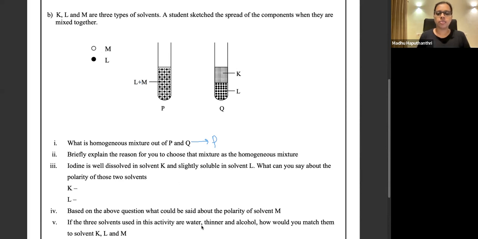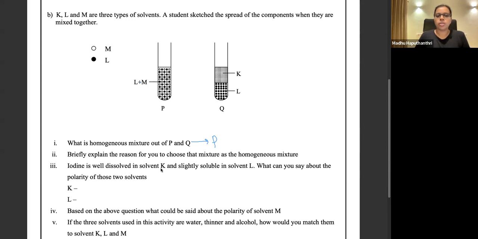How do you say that in simple language? Throughout the solution, the composition is the same. If not, you can say throughout the solution, the composition is uniform.